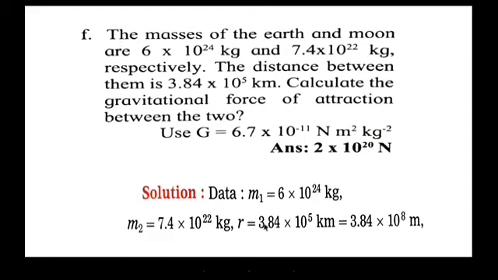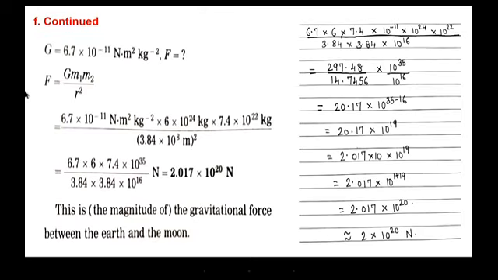So that will be 3.84 × 10^8 meters. Multiply 3.84 × 10^5 by 1000, that is 10^3, and we will get 10^8. So r will be 3.84 × 10^8 meters. G is 6.7 × 10^-11 N m² per kg², and the force we have to find out. So we have the formula for force, F equal to G m1 m2 upon r². We substitute all the values.